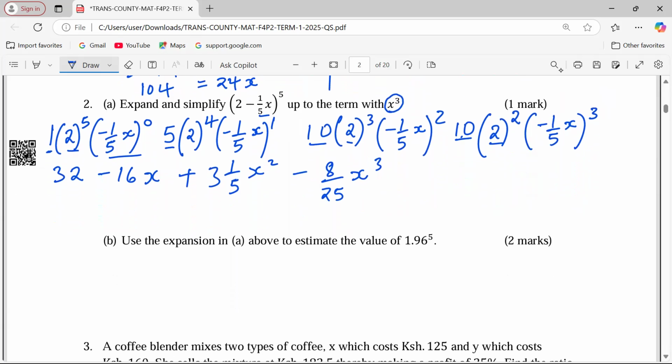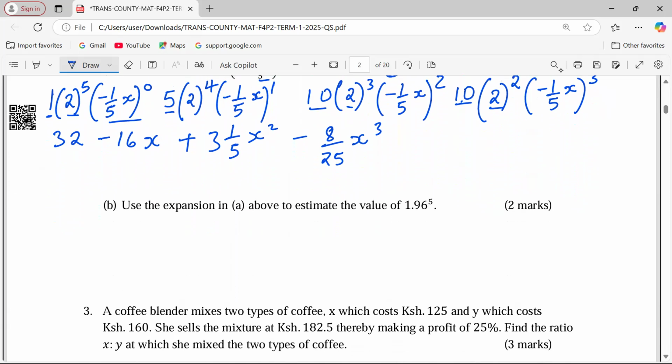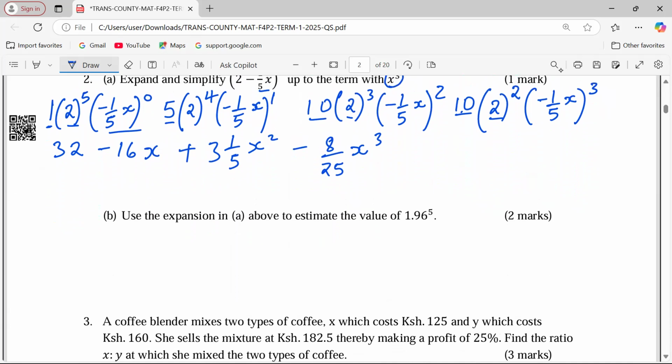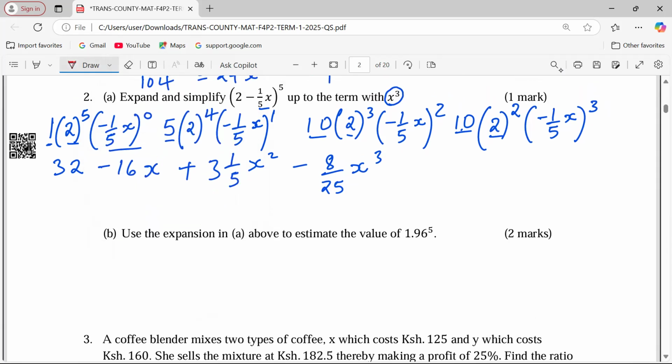Look at number part B of the same. Use the expansion in A above to estimate the value of 1.96 raised to power 5. So this is how we apply it. First, we equate the expansion 2 minus 1 over 5 x power 5 with 1.96 power 5. And we say because the powers are the same, it means we are having equal bases.